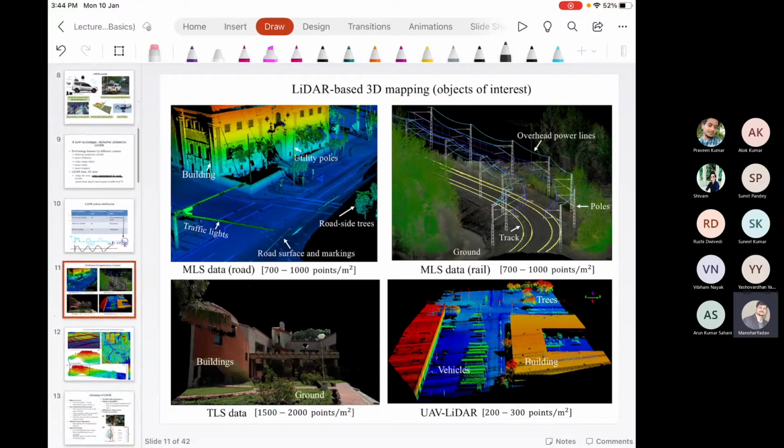And further, we have discussed the detail of the objects which are acquired by various types of laser scanning systems. And as we have seen, at different data point densities, the point coordinates or point clouds are acquired in different LiDAR systems.